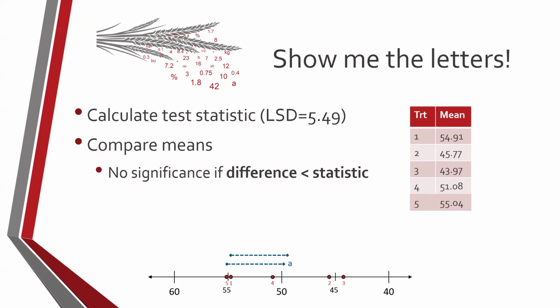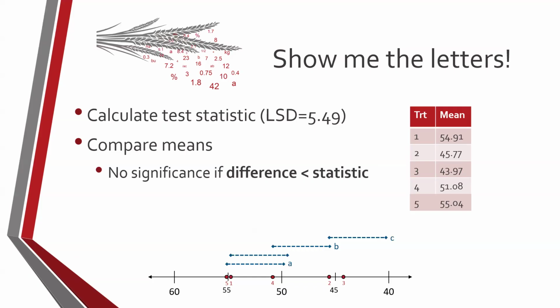Then we can repeat this process for each mean. Looking at number 1, there are no new means in this range, so we don't really need to use a letter. It's the same list, right? The next range does include treatment 2, and so treatments 4 and 2 are given the letter B because they're in their own group.